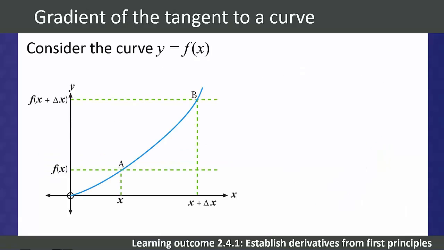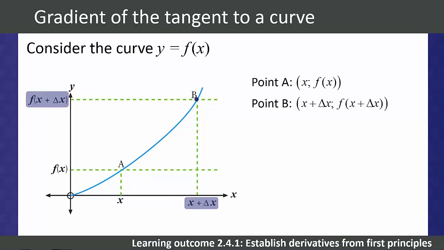Let us again consider a curve y equals f of x. We can see from the diagram that point A is at the intersection of x and f of x. When a small value delta x, meaning change in x, is added to x, B is the point at the intersection of x plus delta x and f of x plus delta x. We must note that the diagram has been magnified for clarity, but delta x is a very small value.